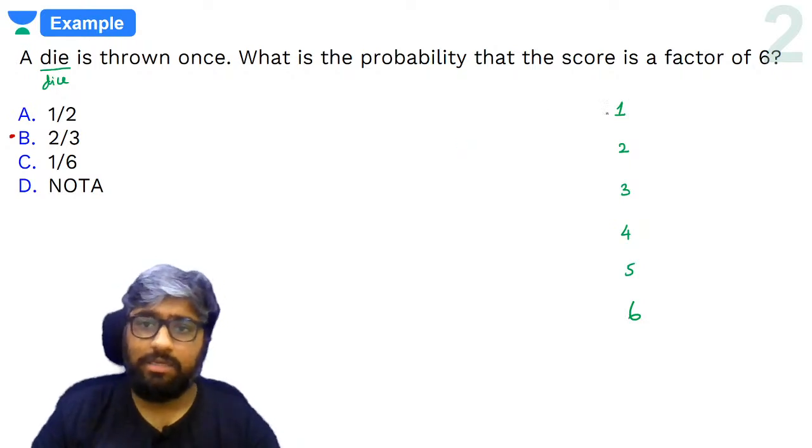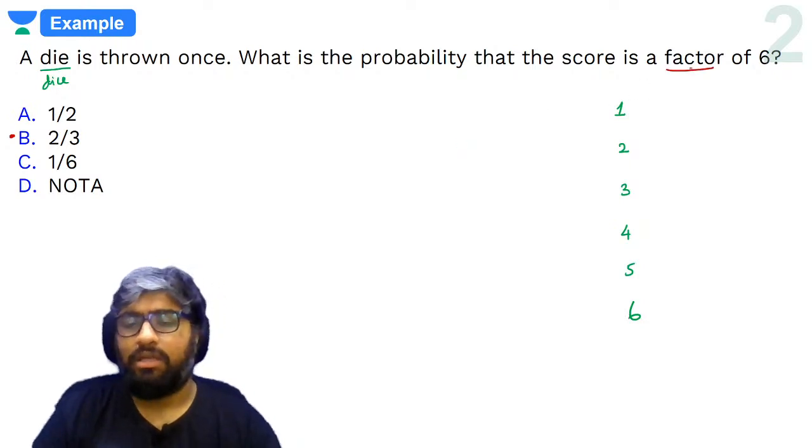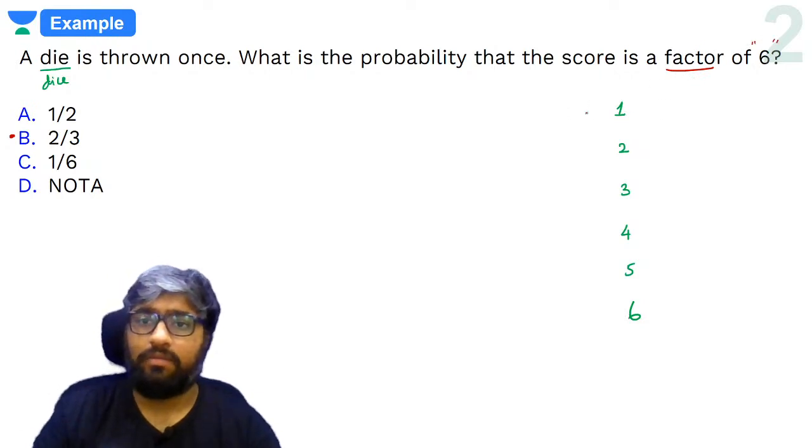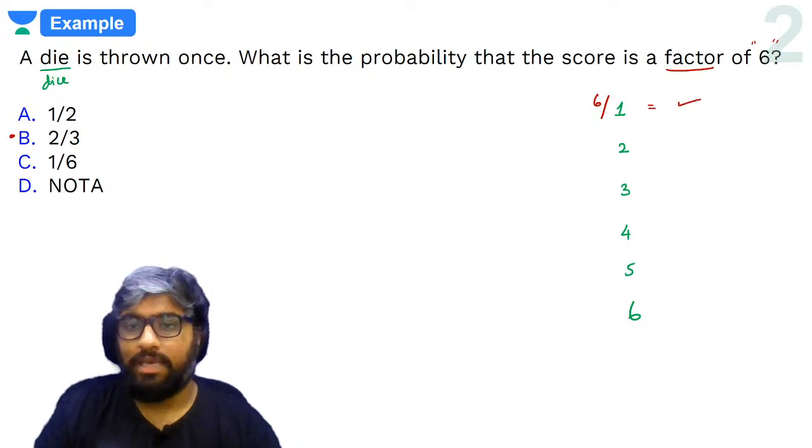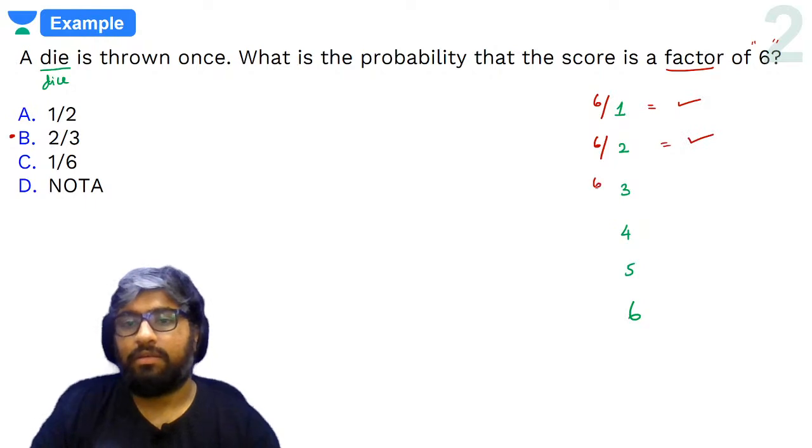Superb. So what happens here now? What do you mean by factor? A factor is something that can divide the given number. Yes. So if I divide 6 by 1, is it divisible? Yes. 6 by 2, is it divisible? Yes. 6 by 3, is it divisible? Yes. 6 by 4, is it divisible? No. 6 by 5, no.